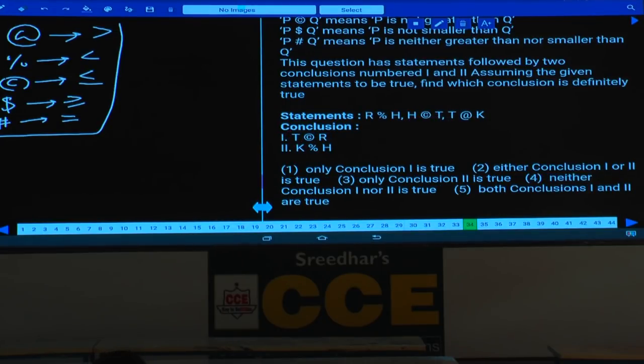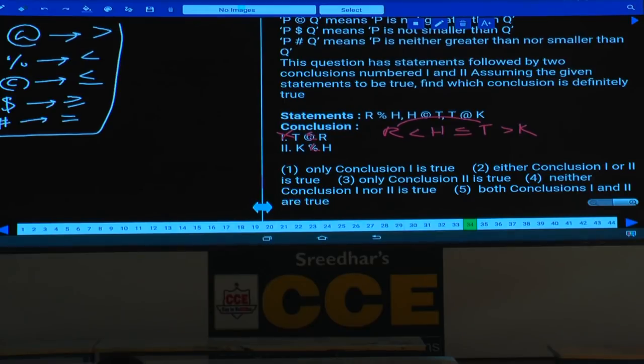Then question number 34, R percentage H means R is lesser than H. H copyright means H is lesser than or equals to T, and T at the rate of means T greater than K. Now between T copyright R, copyright means lesser than or equals to R, and the next one, percentage lesser than. Between R and T, R lesser than T is true, that is T is greater than R is true, but T lesser than or equals to R is definitely false.